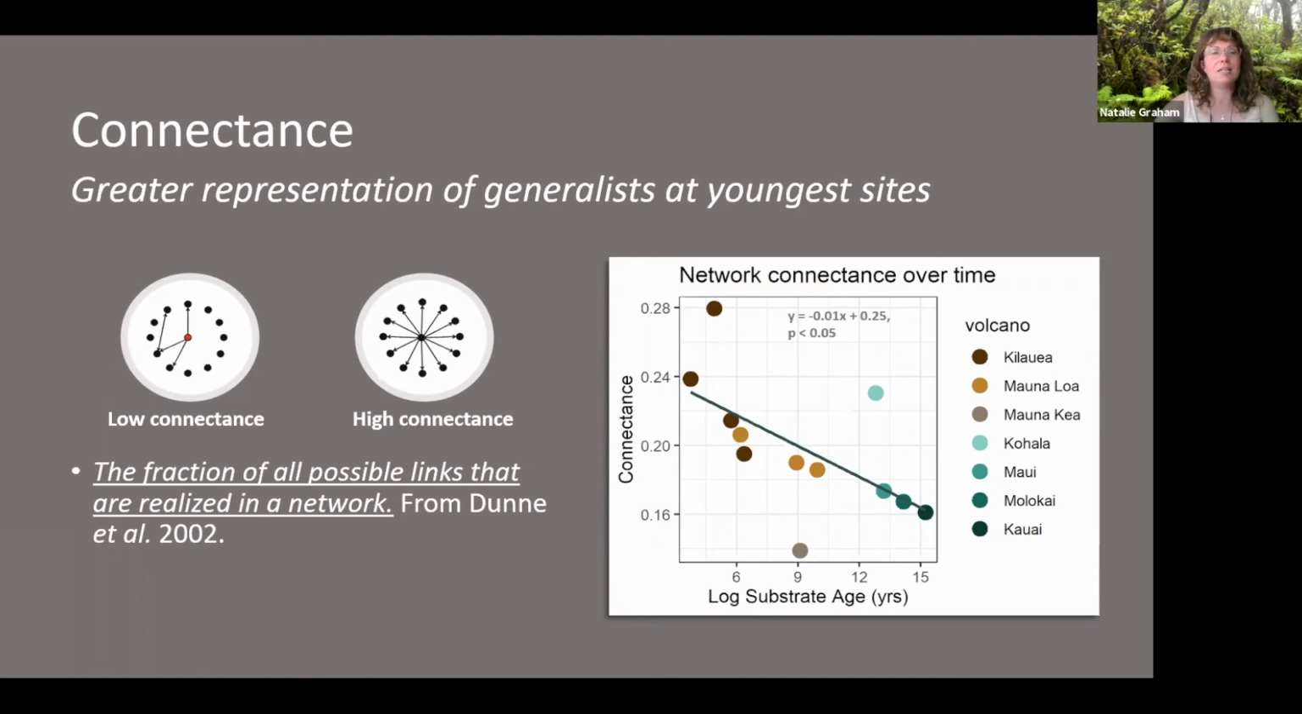Connectance is defined as the fraction of all possible links, connections, or associations that are realized in any network. Here, plotting against log of substrate age, or community age, we see that connectance decreases over time.